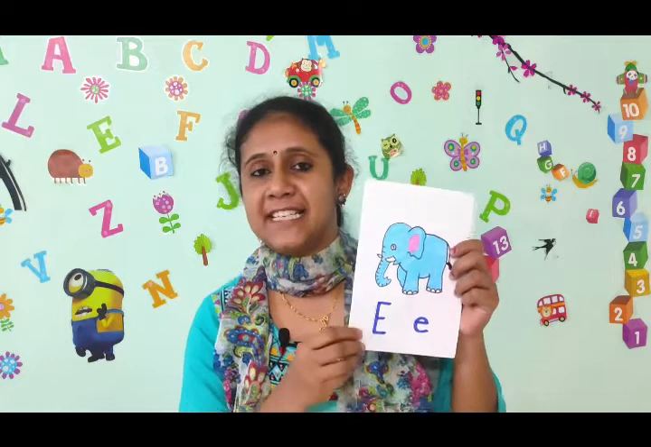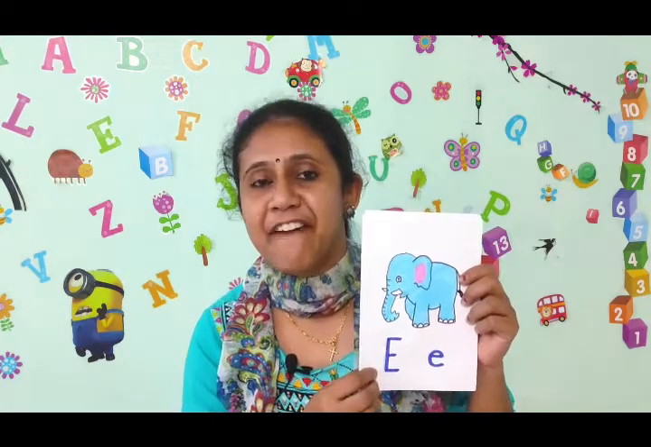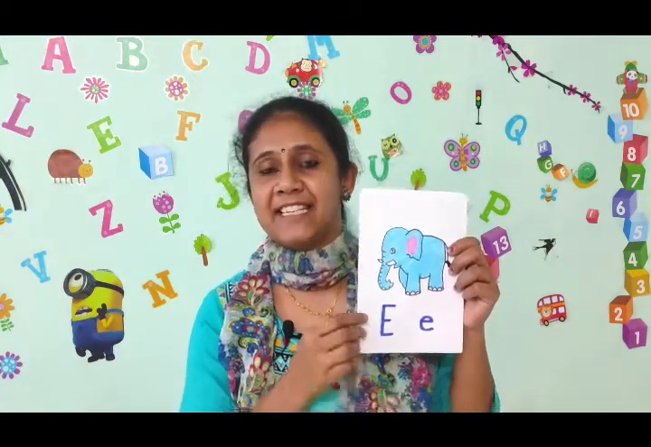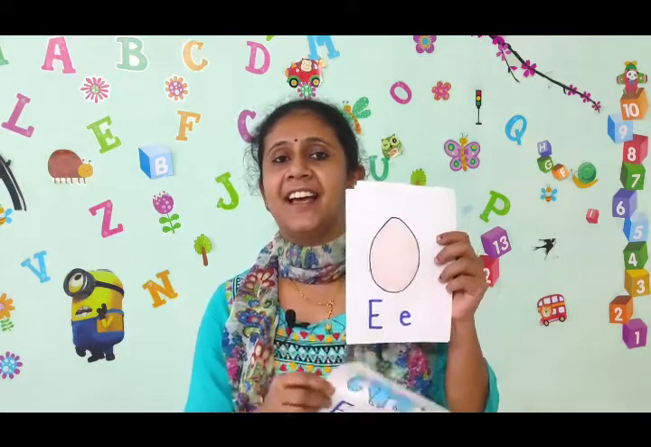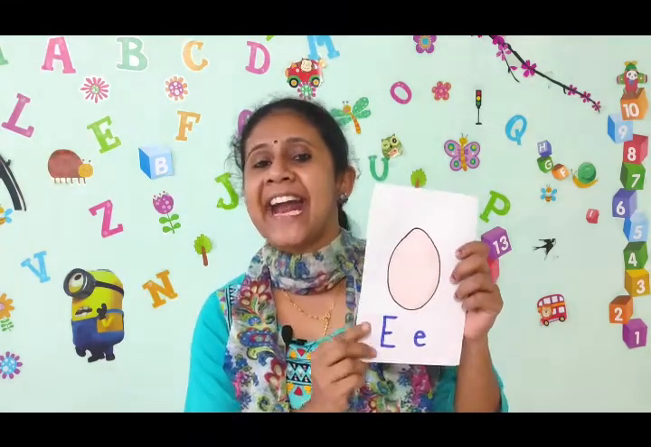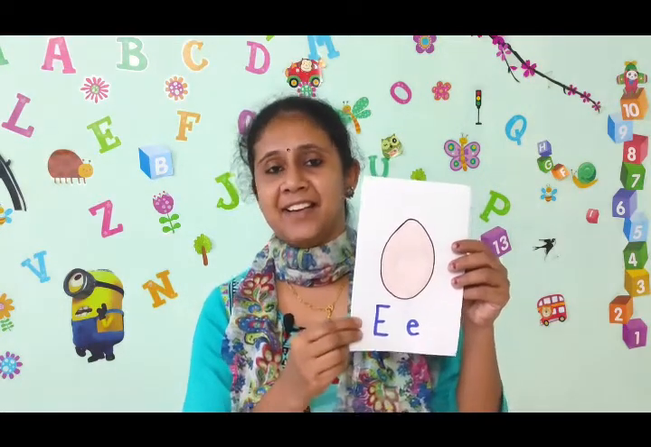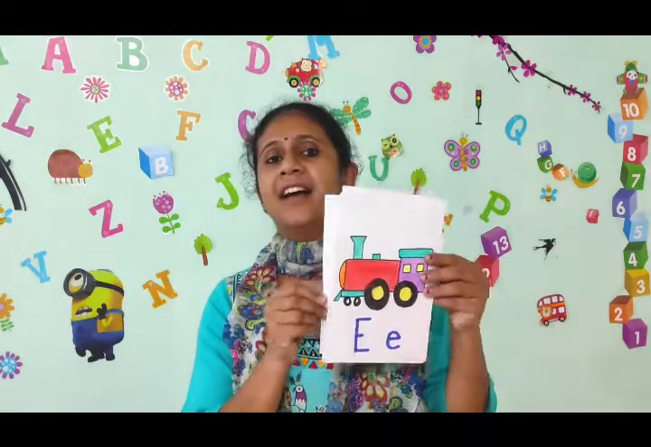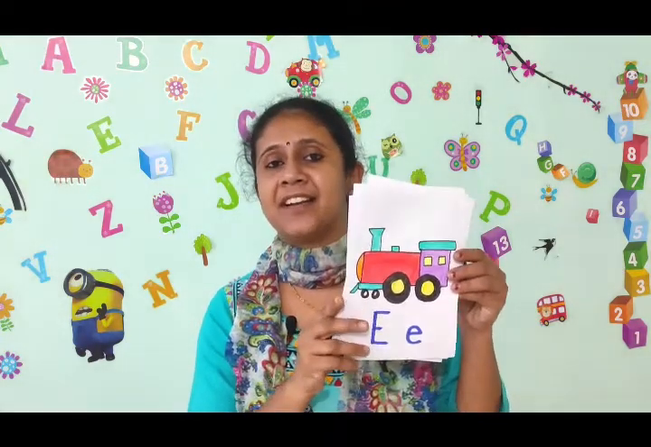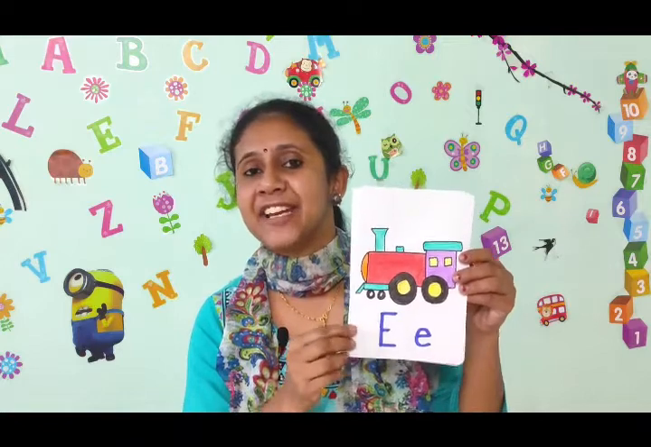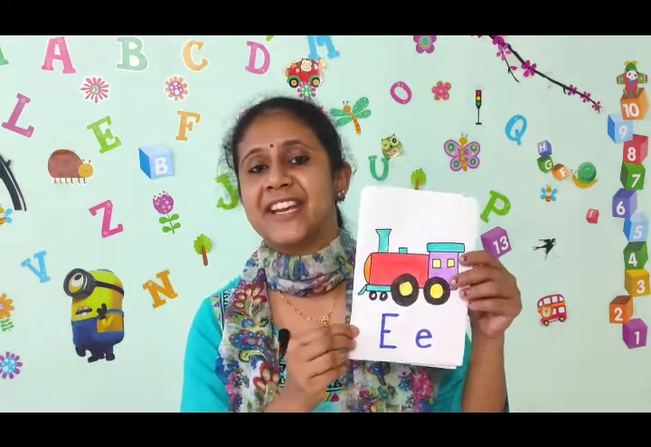Children, we'll see some words that start with letter E. E is for elephant. E, elephant. Egg. E, egg. Engine, engine.